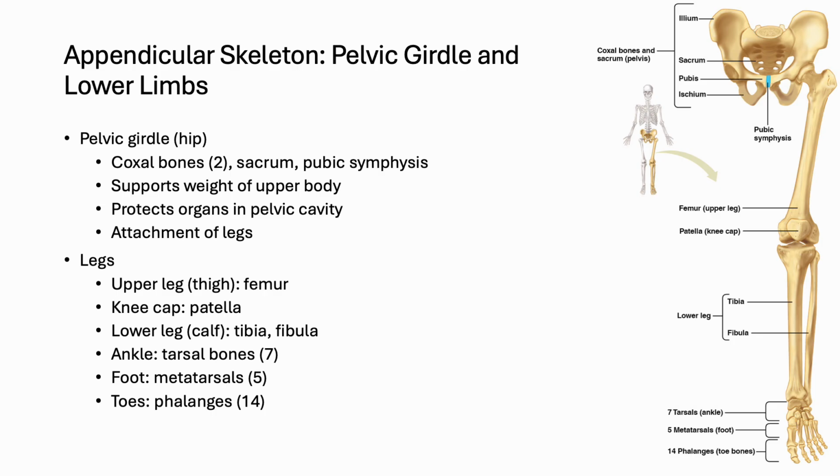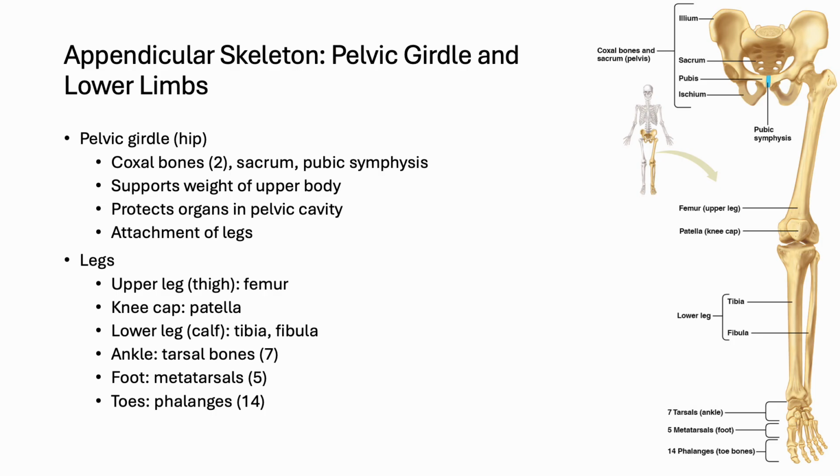The pelvic girdle forms the base of the appendicular skeleton and is composed of 2 coxal bones, the sacrum and the pubic symphysis. It supports the weight of the upper body and transfers the load to the lower limbs, making it essential for standing, walking, and running. The pelvic girdle also protects organs within the pelvic cavity, including parts of the digestive, urinary, and reproductive systems.